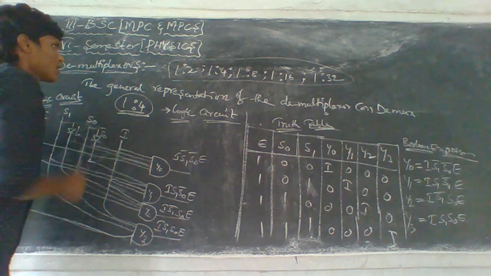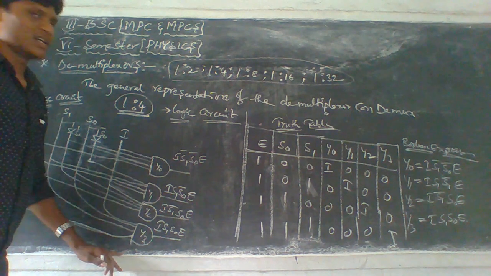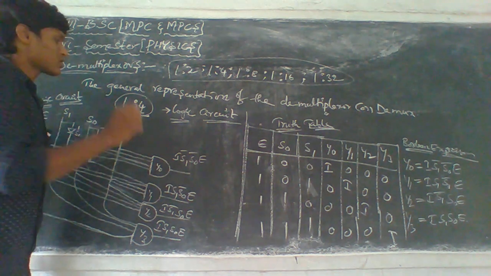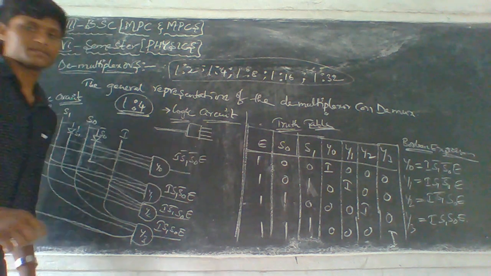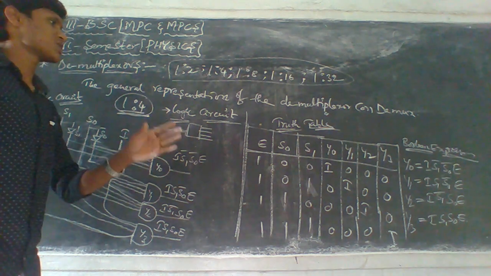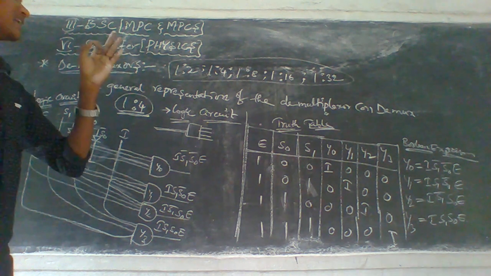This is one example of a demultiplexer. Mainly the demultiplexer is used to connect a single source to multiple destinations.